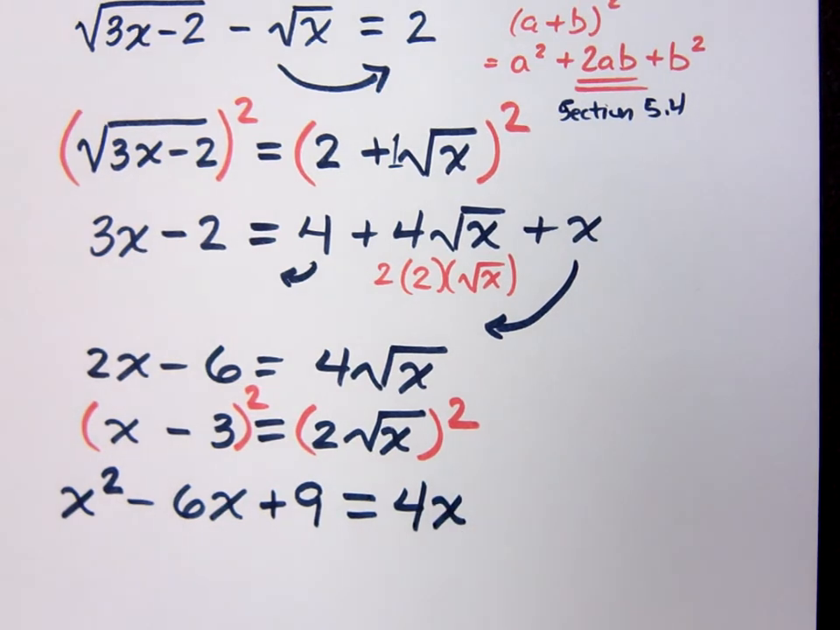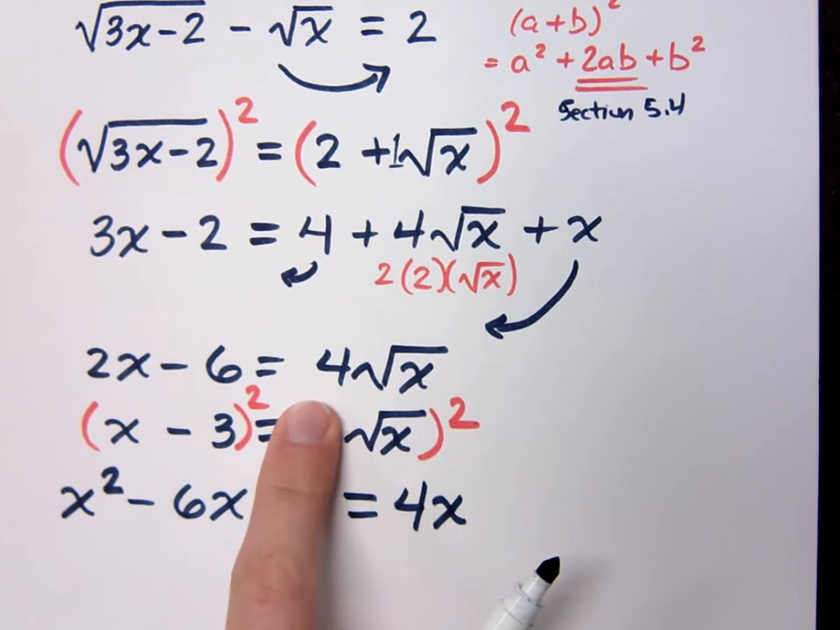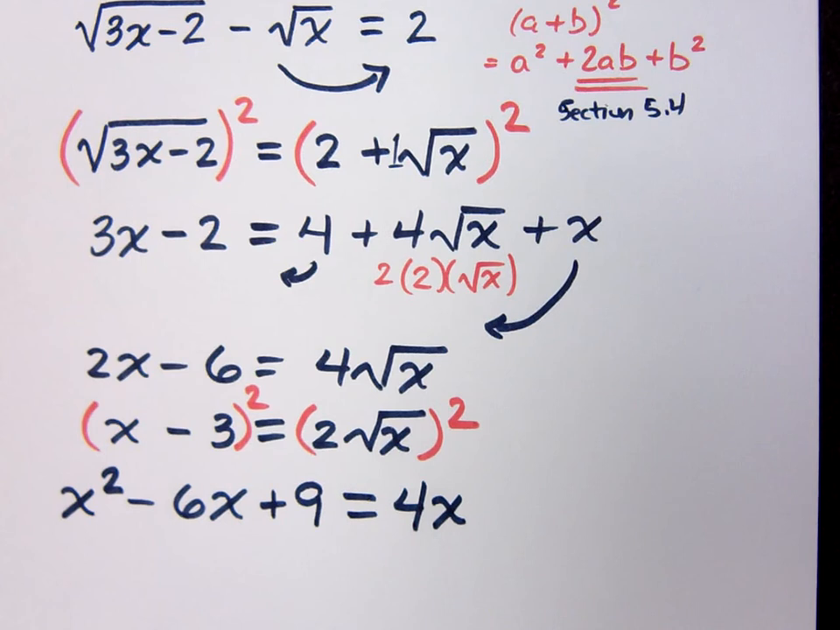And that's going to equal 4x. Remember, you're squaring the 2, which is 4. You square the square root, you get x, right? So the left side is squaring a binomial. The right side is just squaring that term. We saw that when we were dealing with the difference of squares a few videos ago.